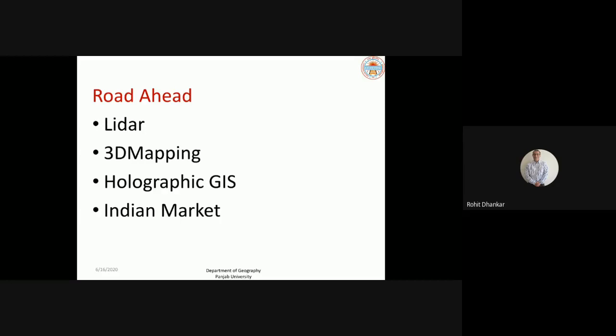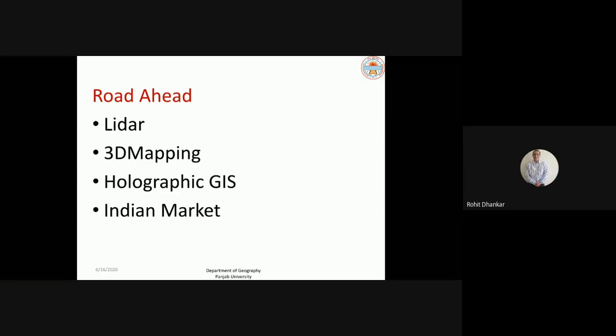LiDAR stands for light detection and ranging. It sends a laser pulse and records every point. Every point has information in X, Y, and Z coordinates, which is used for mapping. So I think this LiDAR data is very helpful for smart cars, which we can see in the near future, and also for drone movement. I think it will be very helpful.